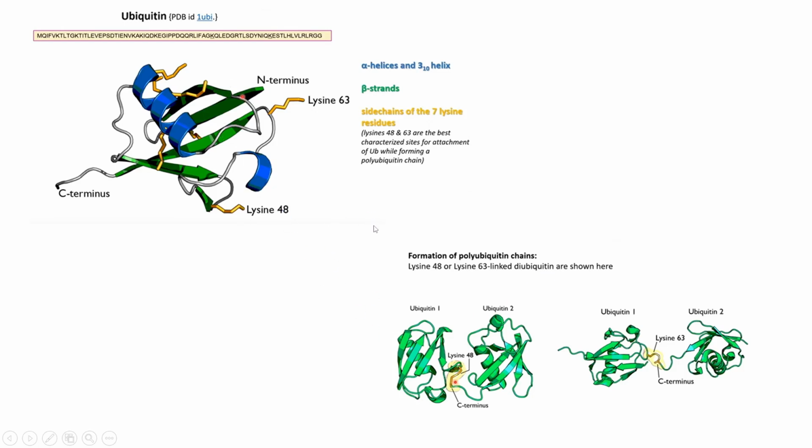Generally, in the ubiquitin molecule as well, there are lysine 48 and 63, which are helpful in forming the polyubiquitinated chain.